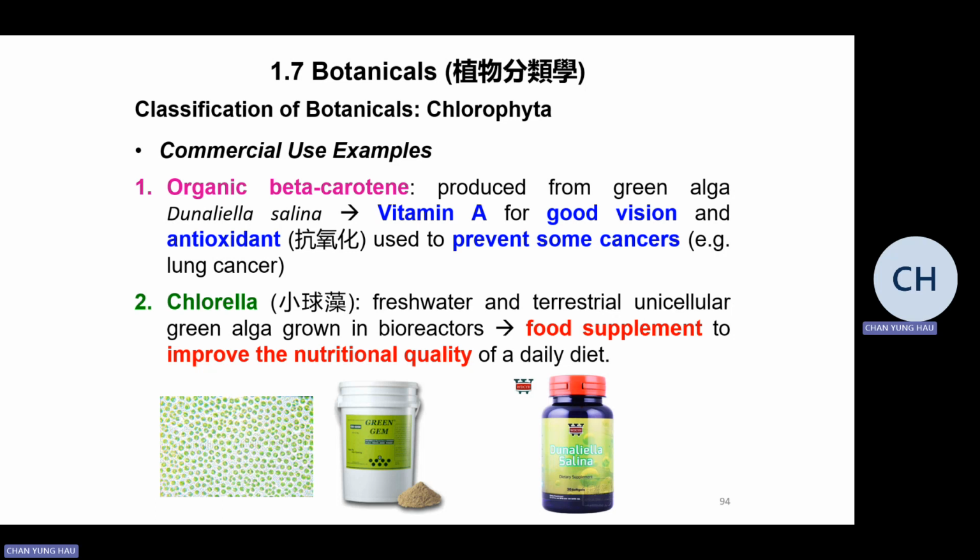One exact use of Chlorophyta is what we call chlorella. That is a freshwater or terrestrial unicellular green algae grown in bioreactors. It is commonly used in food supplements to improve the quality of nutrition in the daily diet.